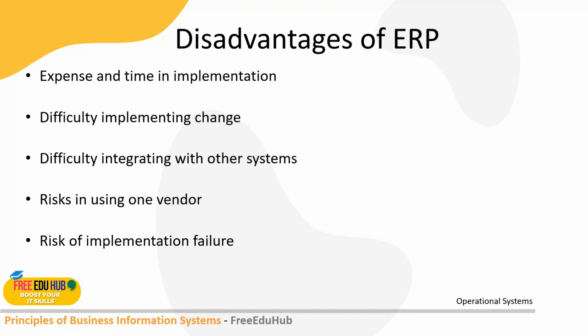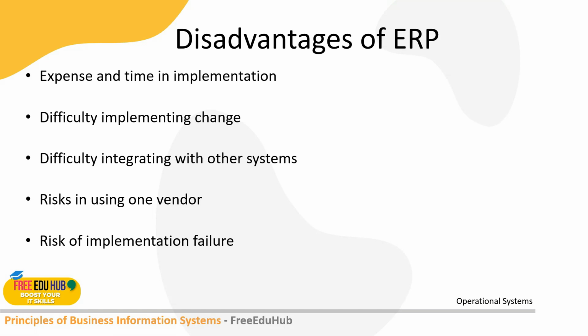Now, sometimes it is straightforward and it can be integrated easily with the other system. Sometimes you'll have to use third-party software to make sure that the data and information flow easily between the applications. Then there are some risks in using one vendor. If you want to change the enterprise resource planning system after 4 or 5 years, it is a bit difficult to migrate the data again from one vendor to another.